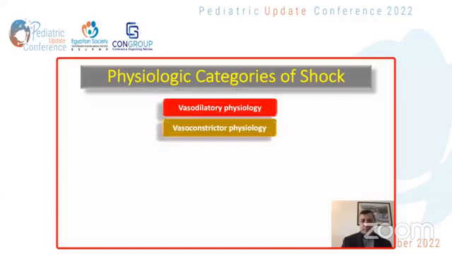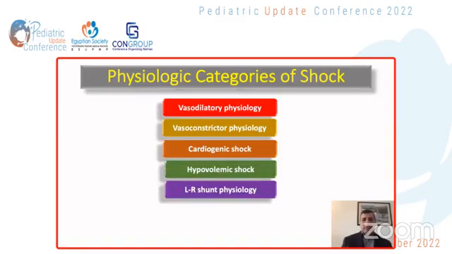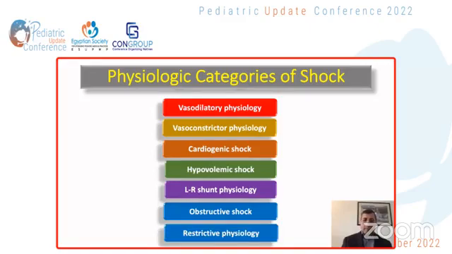So we have vasodilatory physiology with peripheral vasodilatation, vasoconstrictor physiology with high systemic vascular resistance, and we also have cardiogenic shock, hypovolemic shock, left-right shunt physiology, obstructive shock, and at the end restrictive physiology. Let us discuss all of them in relation to the disease or the issue that might cause any one of these abnormal physiologies.